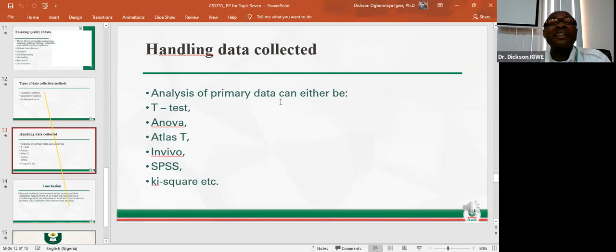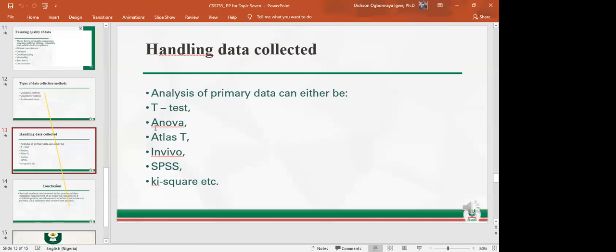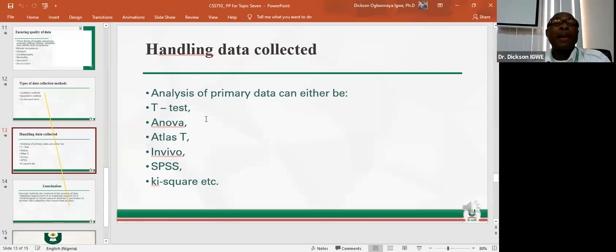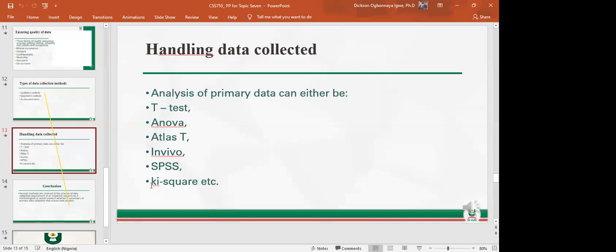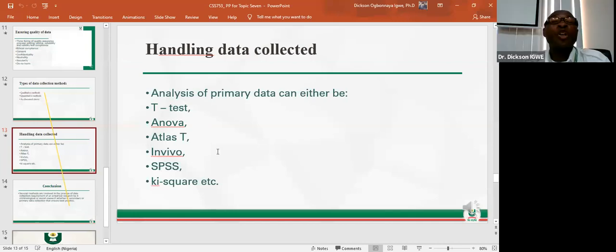Analysis of primary data can either be through t-test, ANOVA, ATLAS.ti, NVivo, SPSS, chi-square. While t-test, ANOVA, and SPSS as well as chi-square are associated with quantitative data analysis, ATLAS.ti and NVivo are associated with qualitative data analysis.